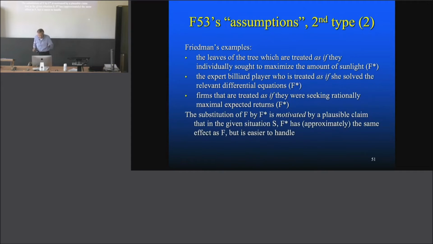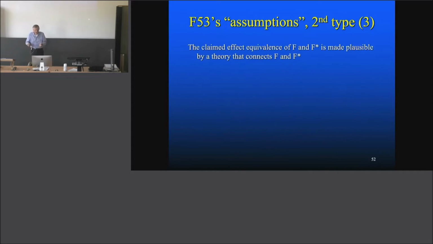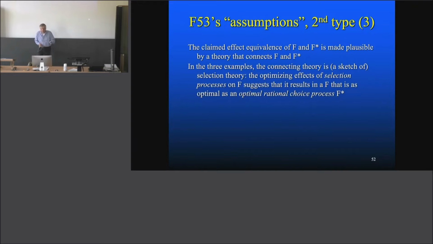So, what's that? It's motivated, and now there is a motivation that you say, yes, it's not stupid to make this substitution, and you must have a motive for that. And the claimed effect equivalence of f and f star, the effect is the same, expert billiard player doing whatever she does, and I calculating it, is made plausible by a certain theory that connects f and f star. You have to have that. Right? In order to make this connection plausible, you have to have some sort of reasoning. And the reasoning is a certain theory that connects f and f star. And in the three examples that Friedman is using, the connecting theory is a sketch of selection theory.